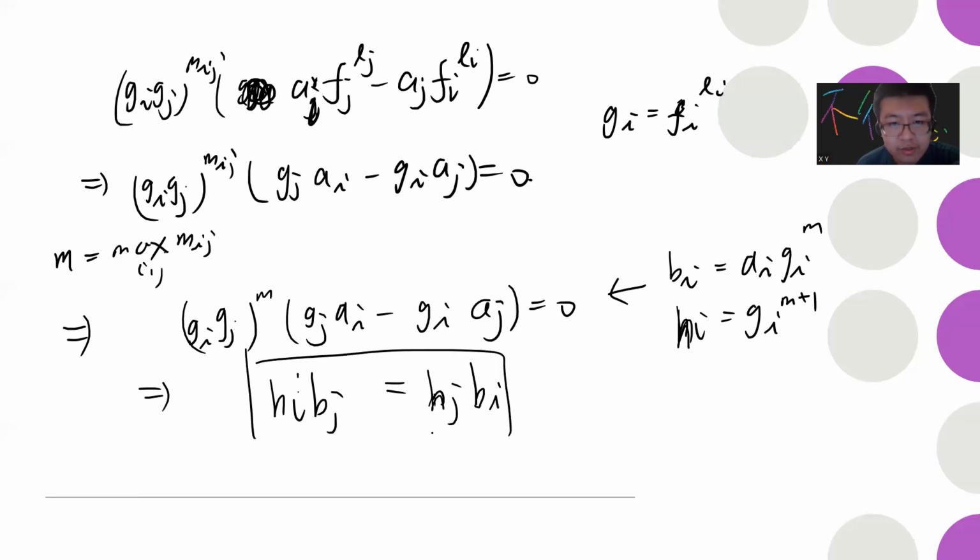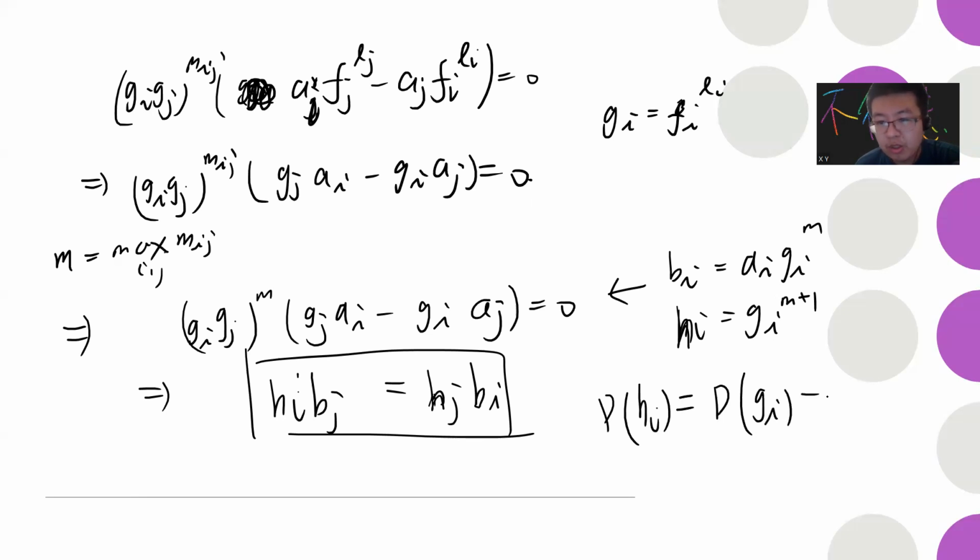Okay, so we have this. Notice that D(h_i), the distinguished open set of h_i, is the same as D(g_i), because it's just a power, and the same as D(f_i), because it's just a power. So now we have the beautiful relation, because we can write our X in terms of the union of D(h_i).